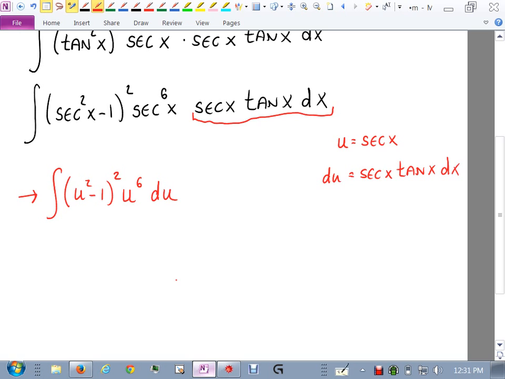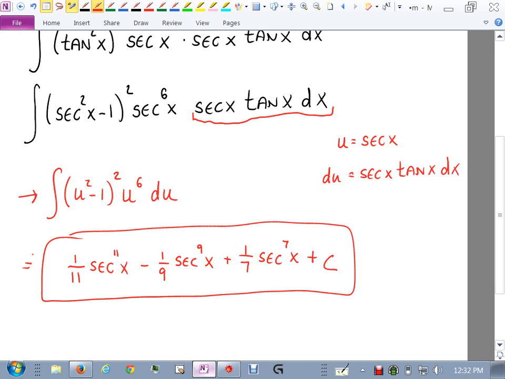Let me see if we can do this in our heads. We get u to the 4th and then times u to the 6th, u to the 10th. So 1/11th secant to the 11th x. Then we'll have a minus 2u squared u to the 8th. So minus 1/9 secant to the 9th x. And then the last one was plus 1. So plus 1/7 secant to the 7th x plus c.